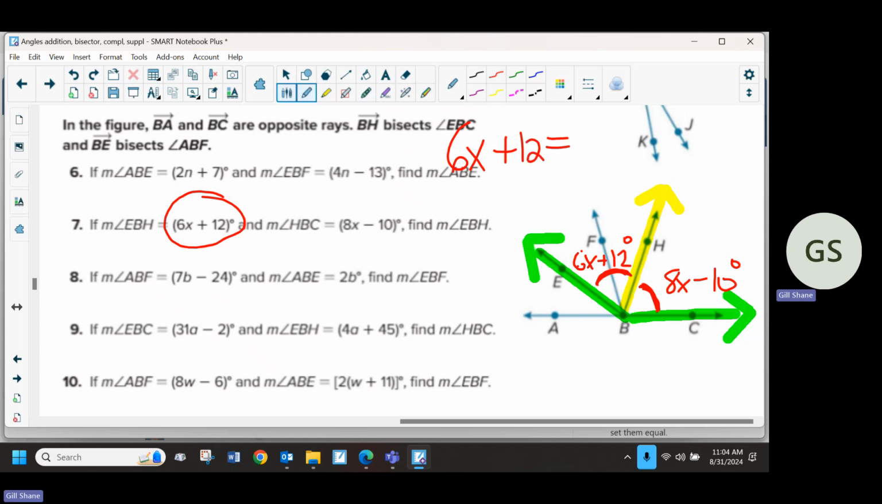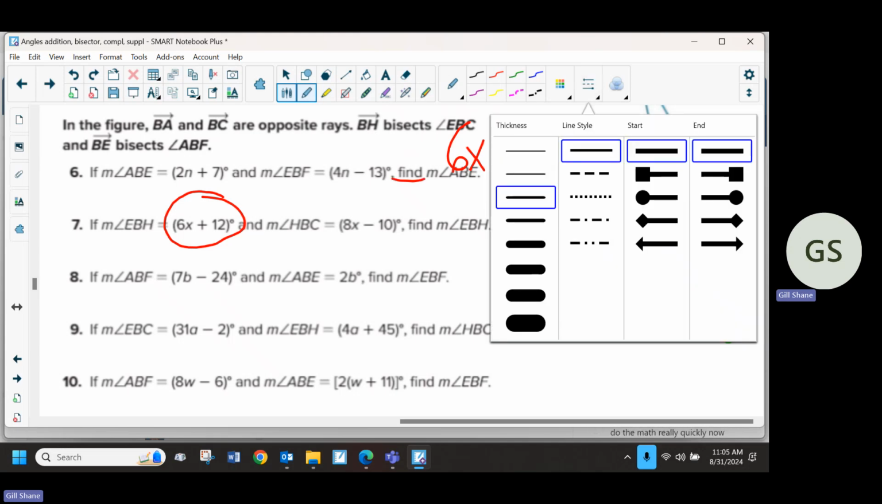A lot of kids always just default to setting things like this equal. That is not always the case. Just remember that. Sometimes it is, sometimes it's not. Like sometimes we may have to add them up and they have to equal 180. Remember something like that, or 90. All right. So with that in mind, I'll just do the math really quickly.